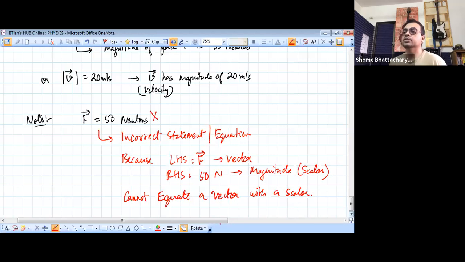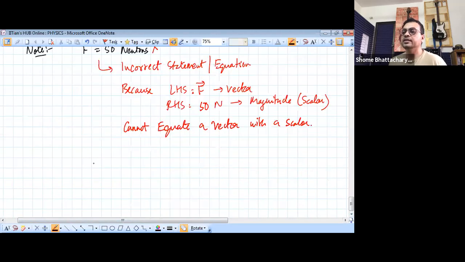So this becomes a wrong statement. If we want to say that the magnitude of the force is 50 newtons, then we should not write it as F vector. We should write it as F vector with two bars. This is equal to 50 newtons. This is a correct statement.